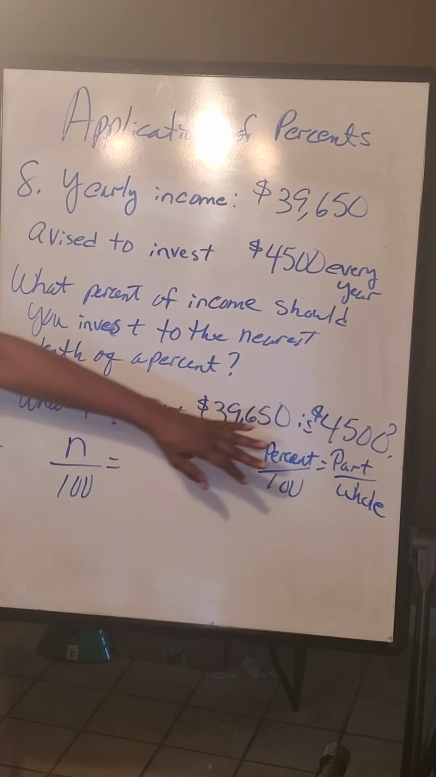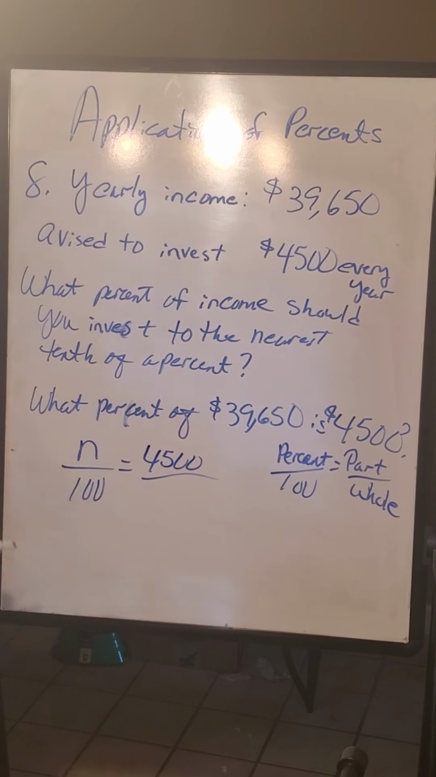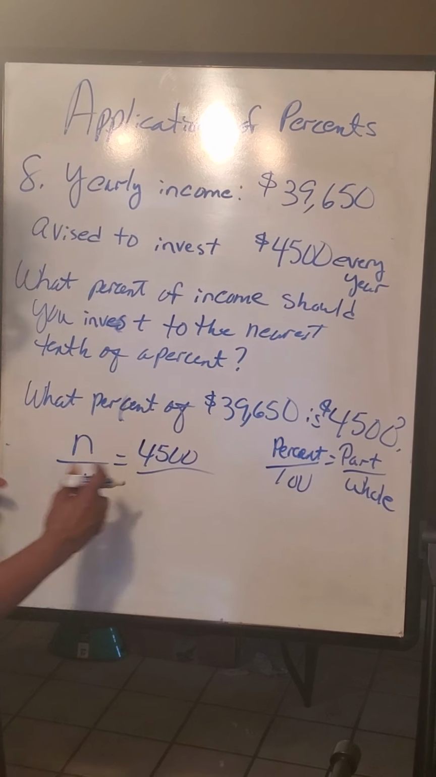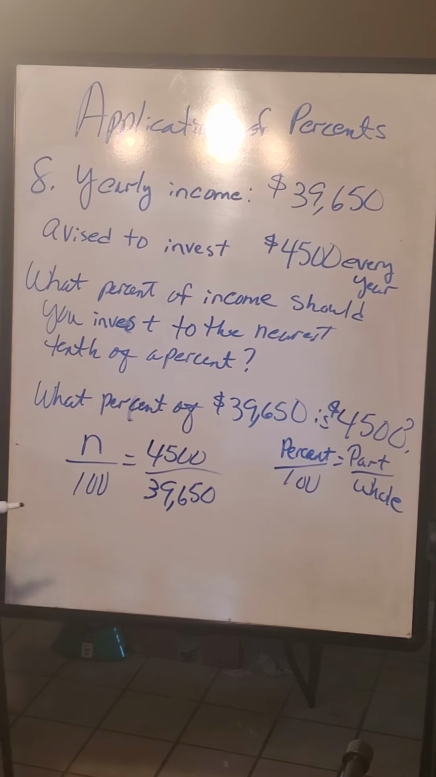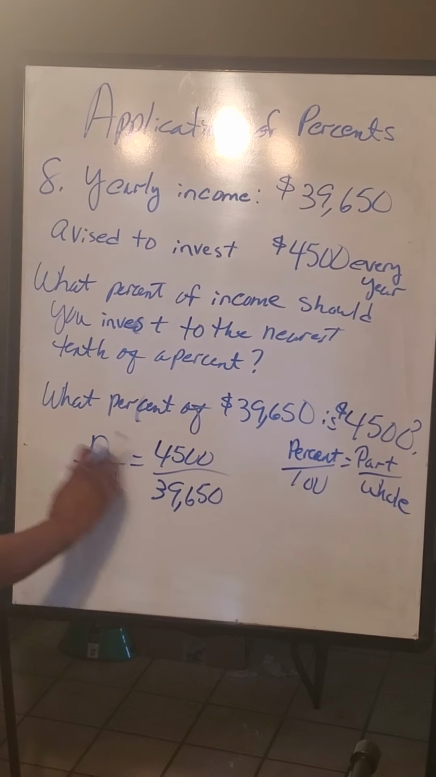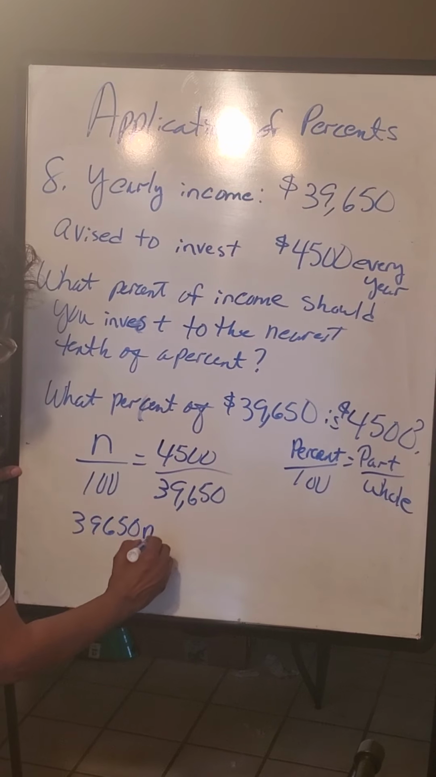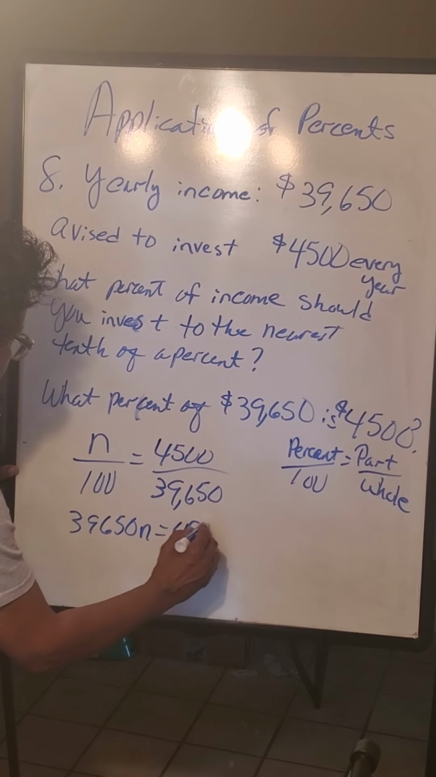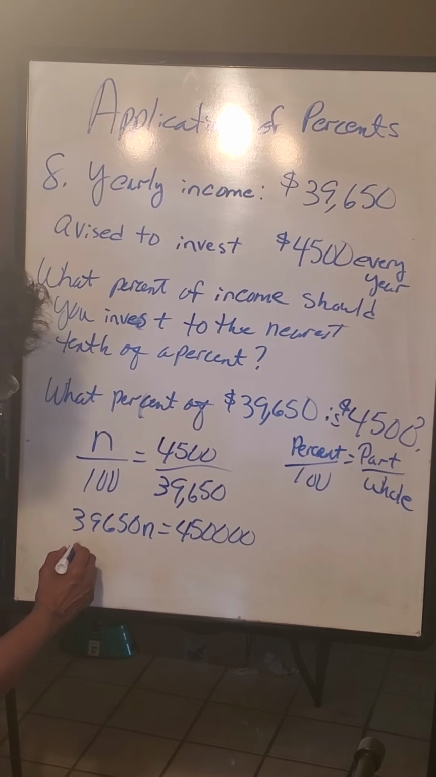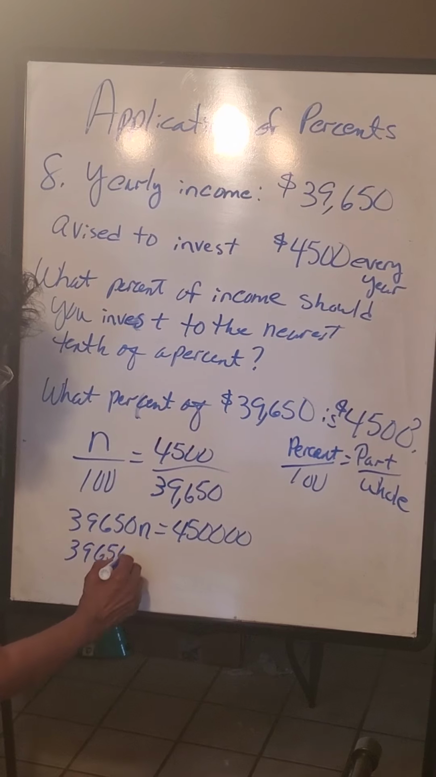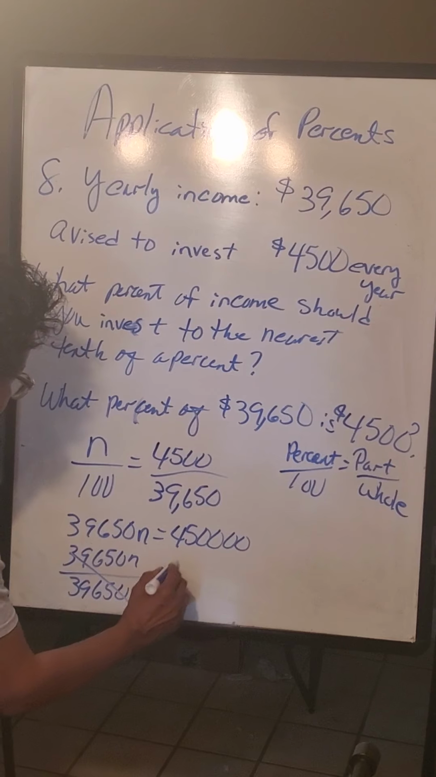Well, the part in this is 4,500. So 4,500 is my numerator. And my denominator would be the whole. The whole that I'm dealing with is that 39,650. Remember, to solve a proportion, you cross multiply. So when I cross multiply here. And to solve, this is a one-step equation, and you've been taught how to solve a one-step equation. Divide both sides. That cancels.